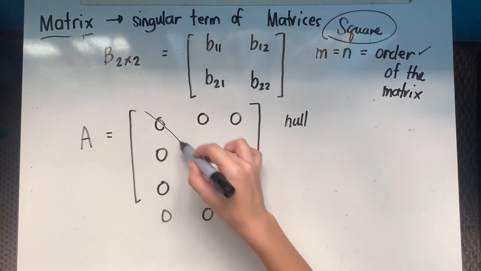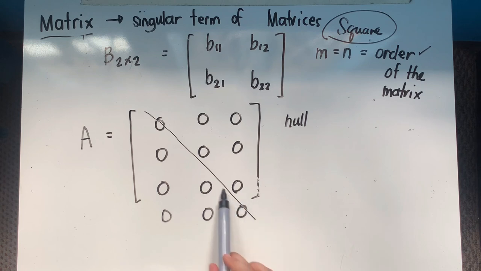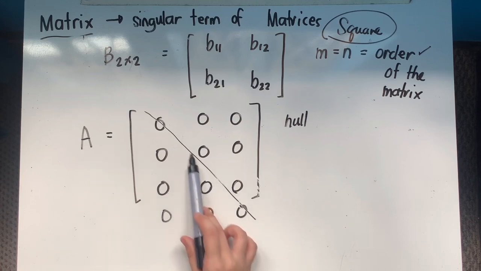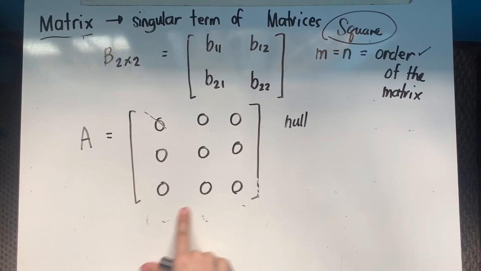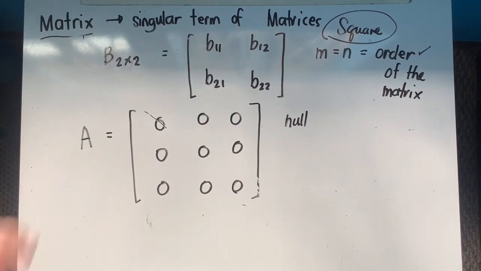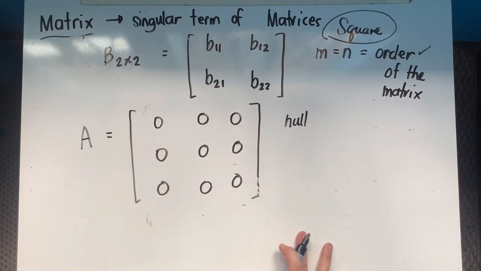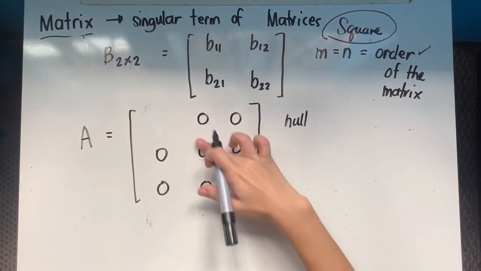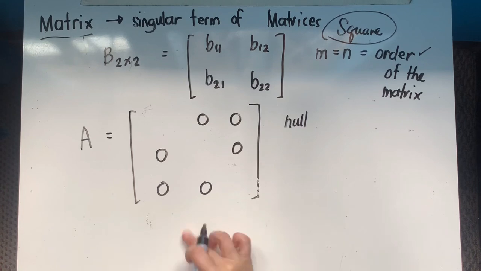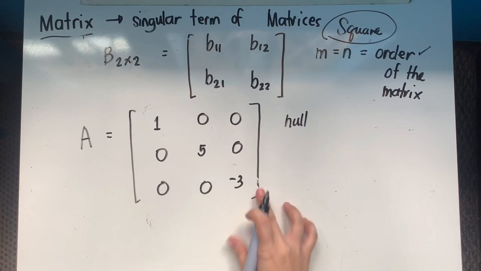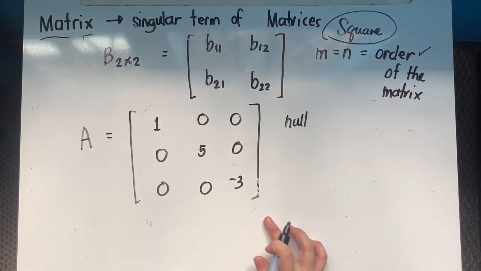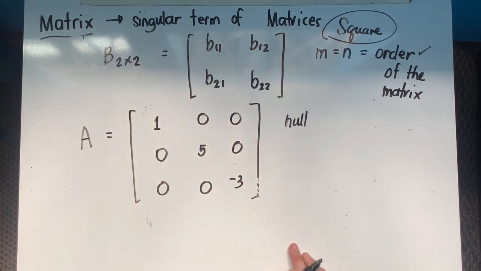If this is a rectangular matrix, we won't have a main diagonal that intersects with all the elements. If your diagonal is this one, we do not know which two elements should fill this position. So it's not considered a diagonal matrix. Diagonal matrices are possible only if it's a square matrix where only the main diagonal is non-zero. This is referred to as your diagonal matrix: a matrix wherein only the main diagonal is non-zero.